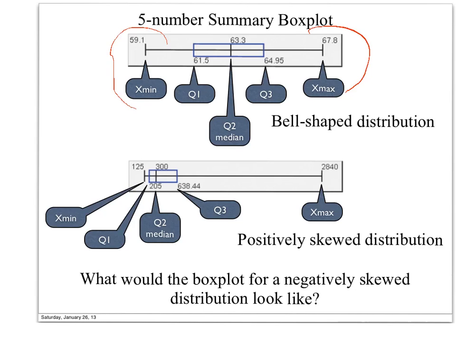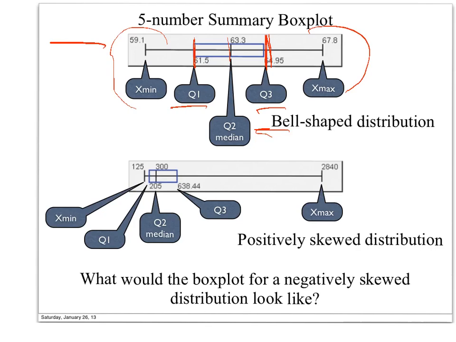And then these two numbers on the edges of the box, 61.5 and 64.95, those are quartile 1 and quartile 3. And then this vertical line, not necessarily in the center of the box, but inside the box, that vertical line represents the median, and that's quartile number 2 and also P50.